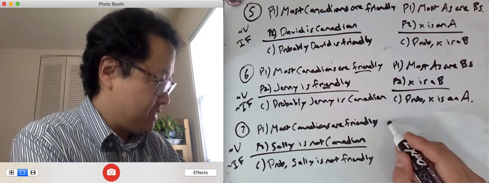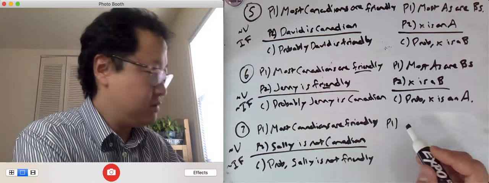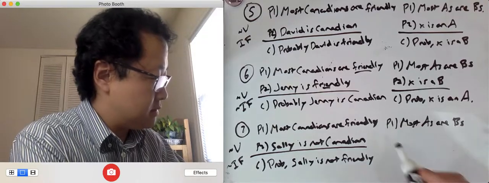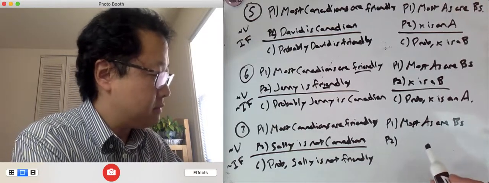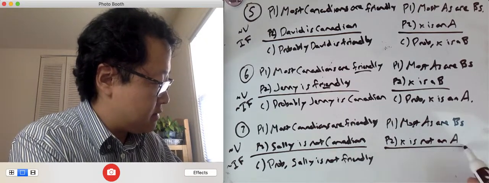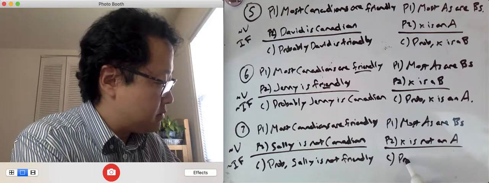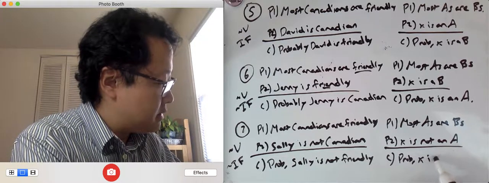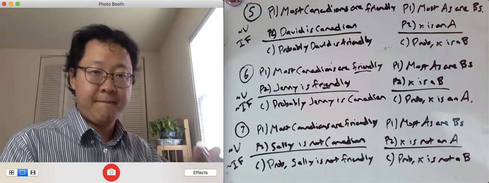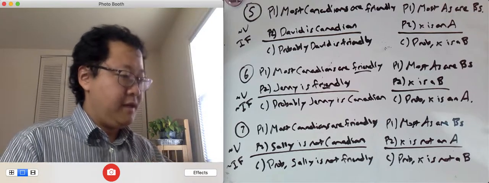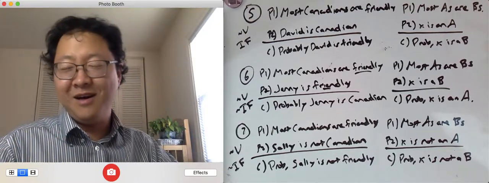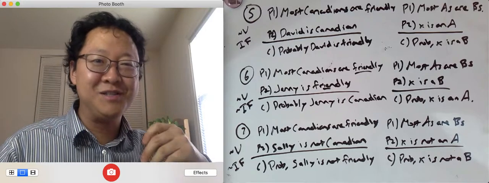So of these new argument forms, the only one that is inductively forceful is the other one. But let's learn the argument form for this. Most A's are B's. Premise 2: X is not an A. Conclusion: probably X is not a B. So here we go, you've got 7 argument forms to familiarize yourself with.